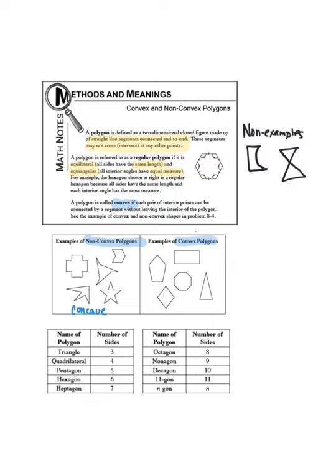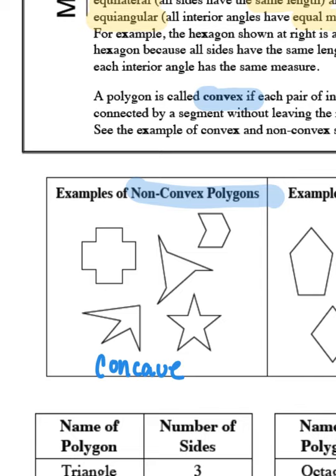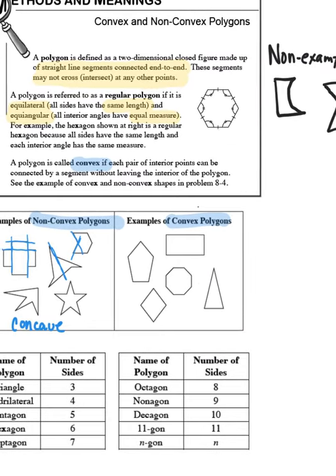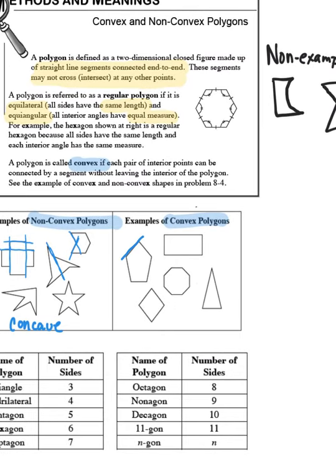The formal definition is given there, but with a non-convex polygon, if I draw a line on all the sides of the polygon, at least one line will cut through the polygon. It's another way I can tell if a polygon is convex or not. In a convex polygon, when I trace every line, none of the lines go through the interior of the shape.